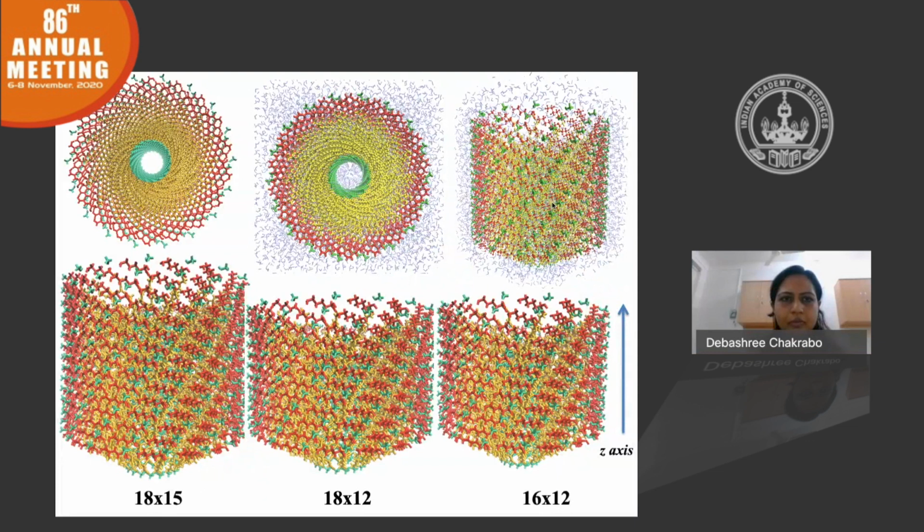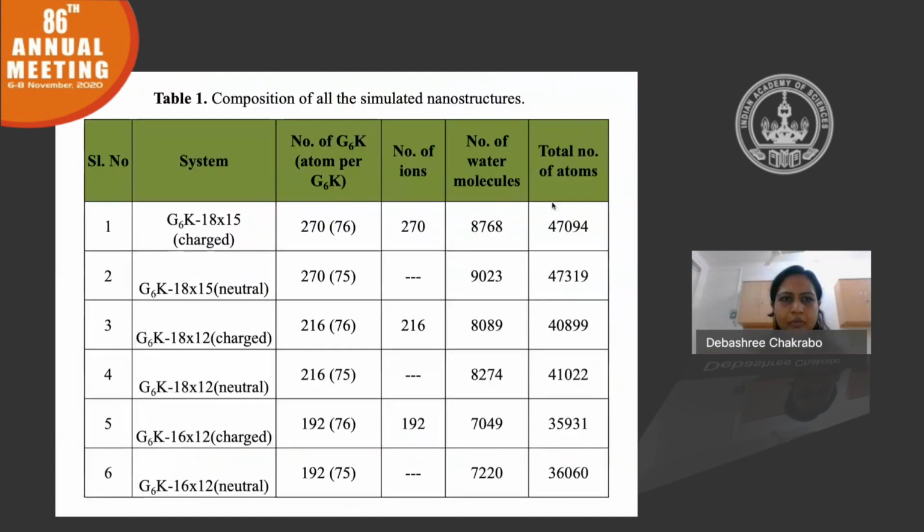So we designed this kind of nanotubes, and we solvated them in water. So the blue dots are actually water molecules, and we designed different nanotubes of different length and different pore size. So 18 into 15 means 18 peptides are on the circumference, and 15 layers have been created. So 15 is related to the height of the nanotube. And we also did some 18 into 12 and 16 into 12. So the height of the nanotube we increased along the Z axis. So this is the system composition that we simulated.